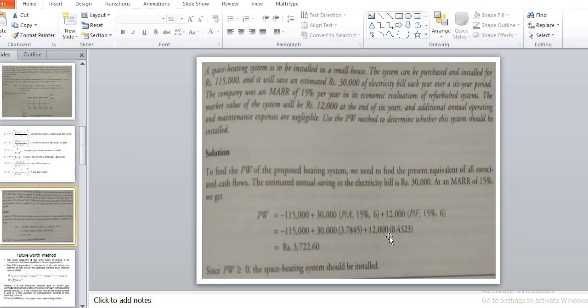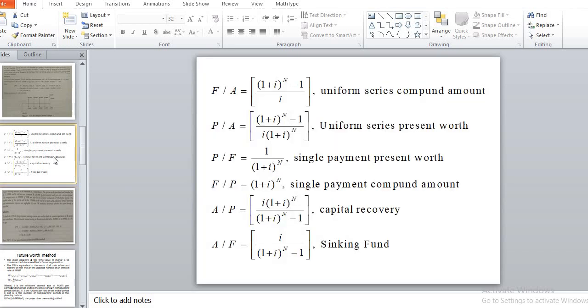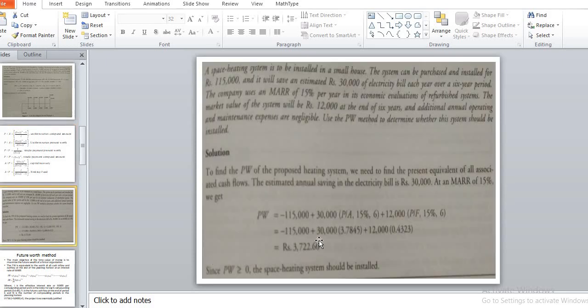So by substituting all these values and calculating the factors, the P by A factor according to this formula and the P by F factor, we find these factors as 3.7845 and 0.4323. With all these terms substituted, the present worth comes as 3,722 rupees and 60 paise.